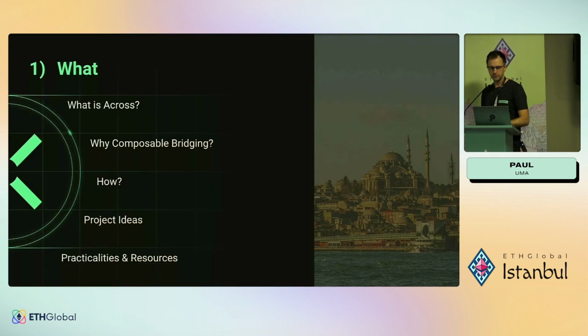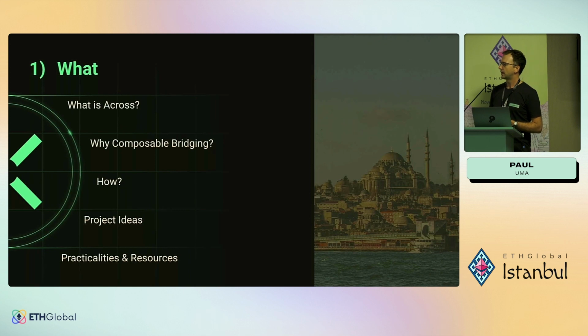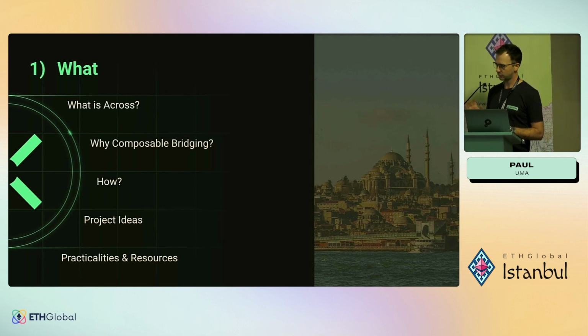For those of you who don't know what Across is, I'll give you a little bit of an introduction and then outline some of the use cases. Why is composable bridging useful? What does it actually do? I can give some instructions on how to do composable bridging. It's actually very simple, so we don't need to spend too much time there. We can also discuss some project ideas, and then also have some links and references to practicalities and resources that will be useful if you are building a project that is using Across composable bridging.